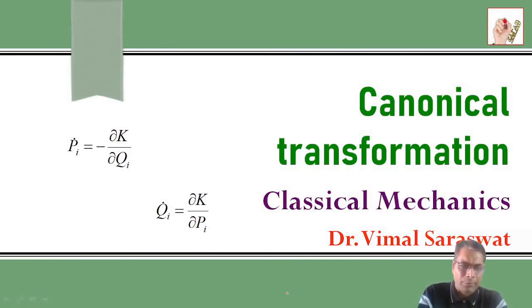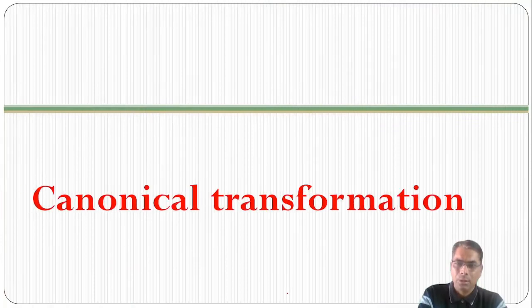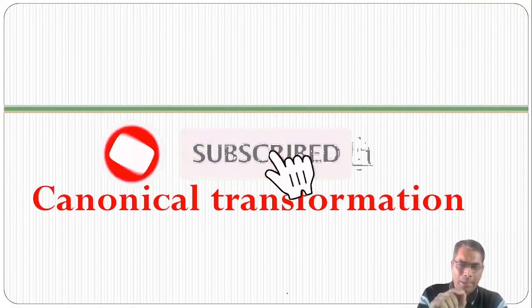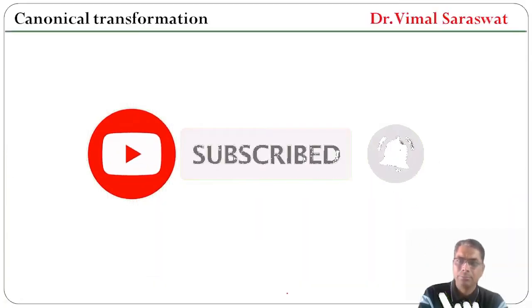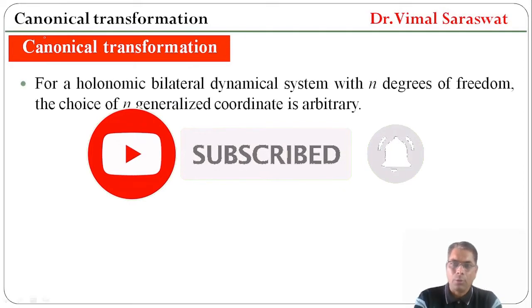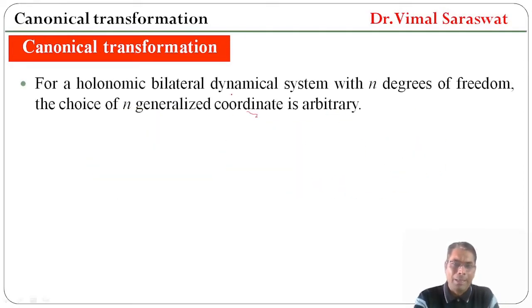In today's lecture of classical mechanics, we are going to discuss canonical transformation. So, here we will discuss canonical transformation for a holonomic bilateral dynamical system with n degrees of freedom. The choice of n generalized coordinates is arbitrary.